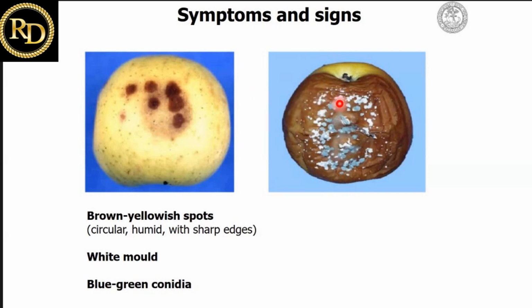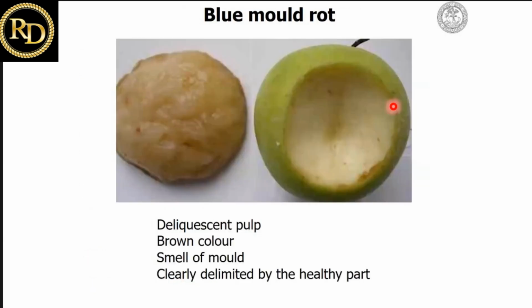From the lenticels, we can observe the white mycelium, and sometimes in high humidity conditions, we also have the occurrence of the blue-green conidia and conidiophores that give this color. It's a necrotrophic pathogen, which grows very quickly, causing a deliquescent rot that is very circular. Normally, the blue mold rot is very clearly delimited from the healthy part of the fruit. But studies have shown that the pathogen can also be present in the other part of the fruit, so it can be present also on the healthy part.